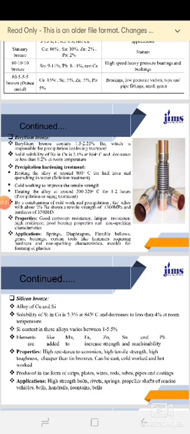Okay, and this is the process of hardening treatment. Cold working to improve the tensile strength, heating the alloy at around 300 to 320 degrees centigrade for 1 to 2 hours. By a combination of cold work and precipitation, the alloy with about 2% beryllium shows tensile strength of 1300 megapascal and hardness of 350 BHN, Brinell hardness number.